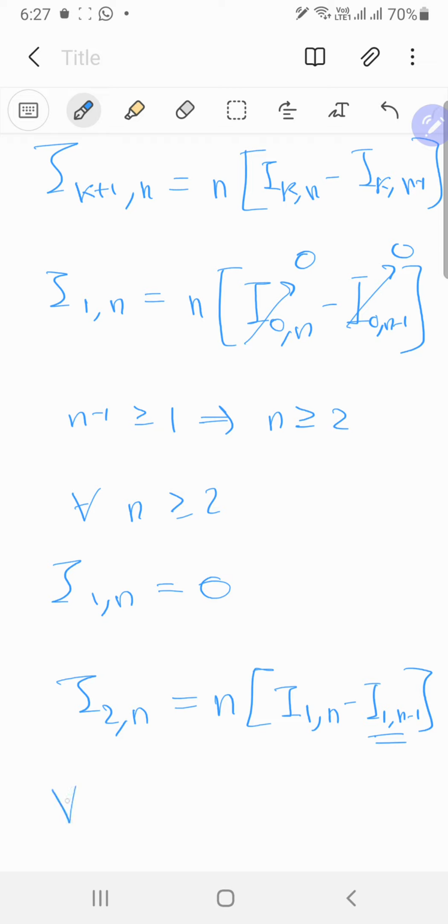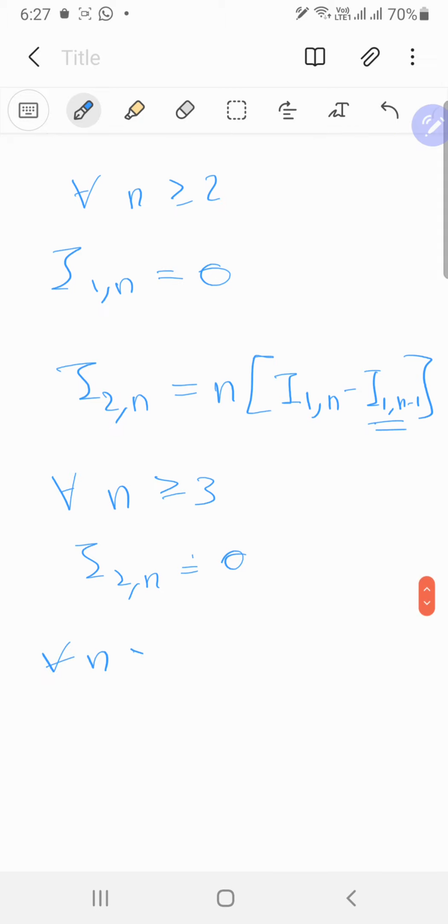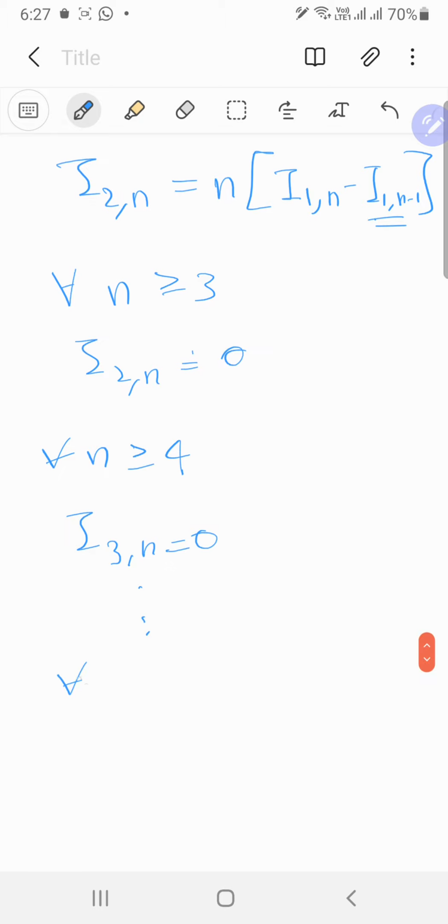So we know that for all n bigger than or equal to 3, which will make n minus 1 bigger than or equal to 2, we have I(2, n) should be 0. Yeah, that makes sense. And similarly for all n bigger than or equal to 4, we will have I(3, n) equals 0, and so on. So for all n bigger than or equal to k plus 1, we will have I(k, n) equal to 0.